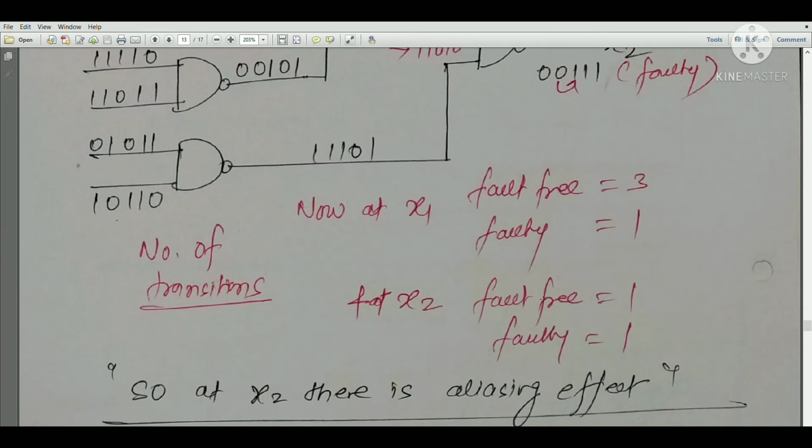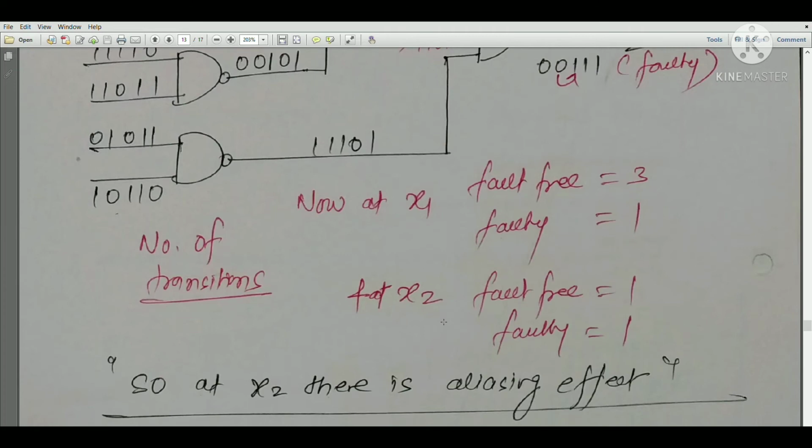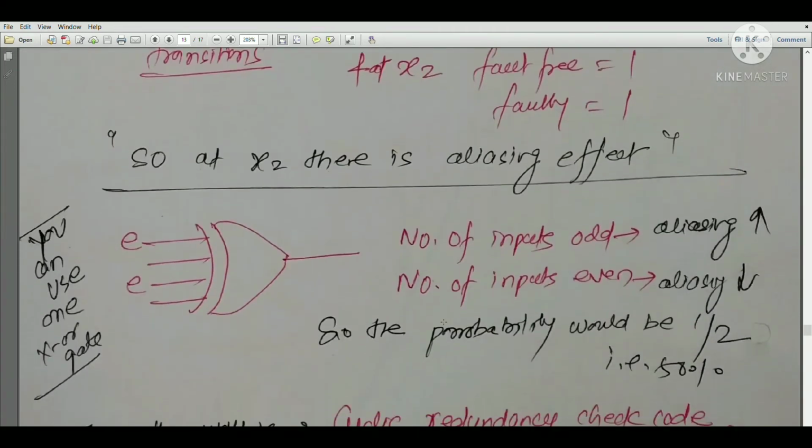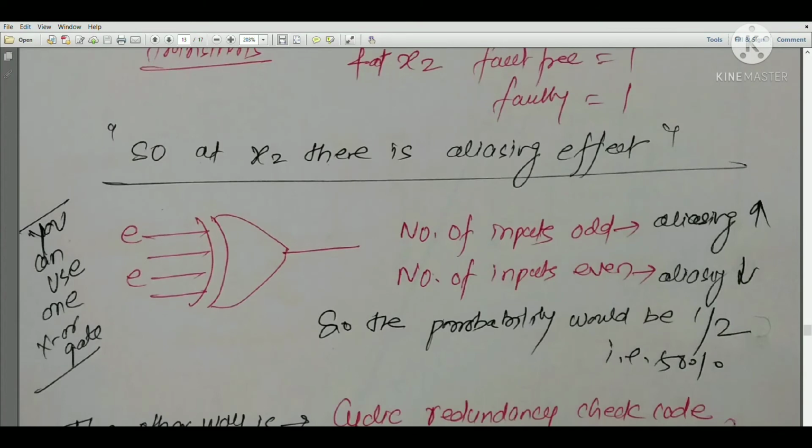The signature is matching. The good and bad signatures are matching, so the aliasing effect is there. So the number of transitions in the case of x1 differs from fault free to faulty, but it does not differ from fault free to faulty in the case of x2. So for x2 this transition count method fails. Now how can we use other methods? How can we go ahead?